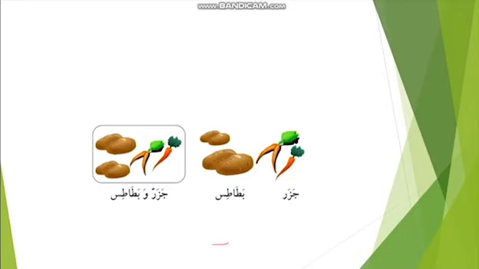جزر in English is carrots. بطاطس is potatoes. جزر وبطاطس, carrots and potatoes.